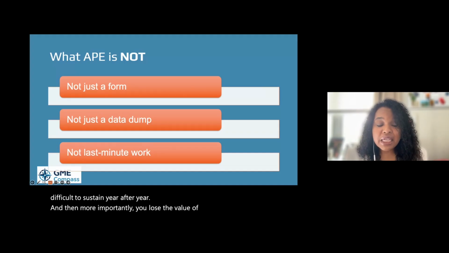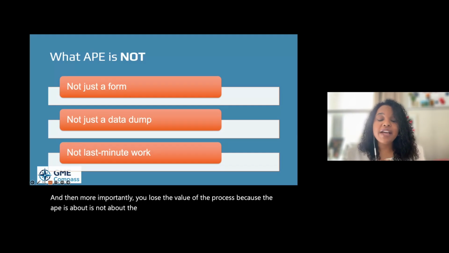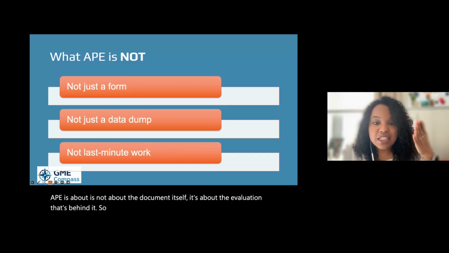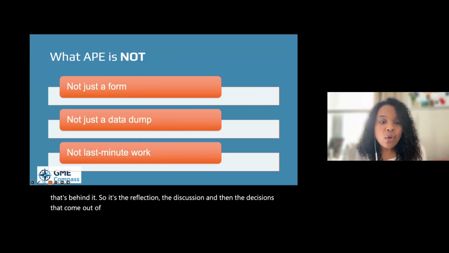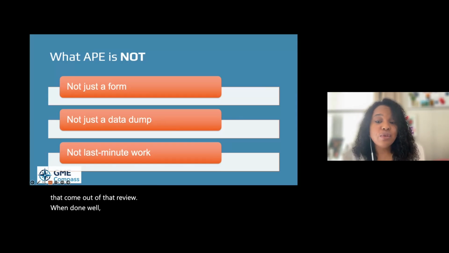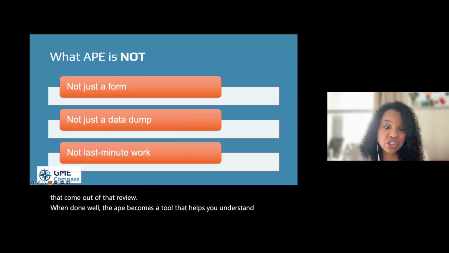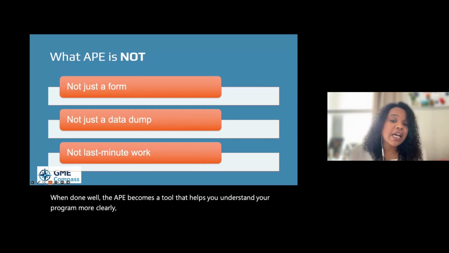Because the APE is not about the document itself, it's about the evaluation that's behind it. So it's the reflection, the discussion, and then the decisions that come out of that review. When done well, the APE becomes a tool that helps you understand your program more clearly, intentionally, and then helps you to make data-informed improvements.